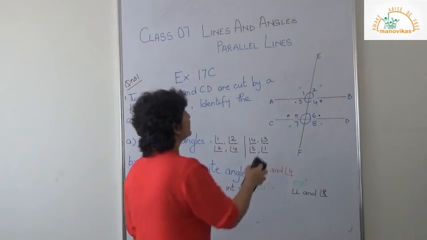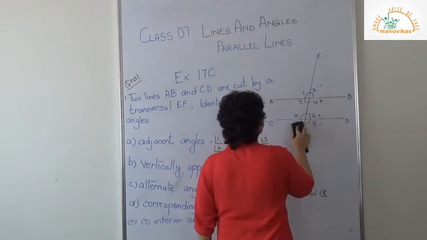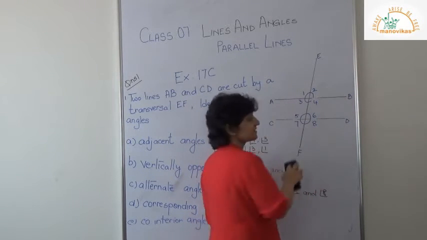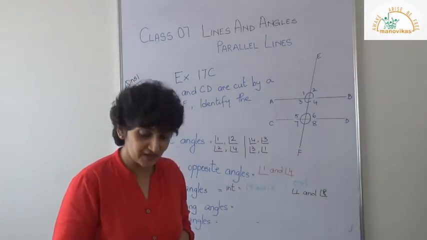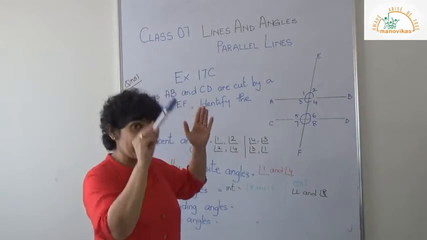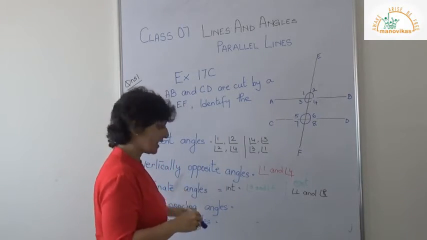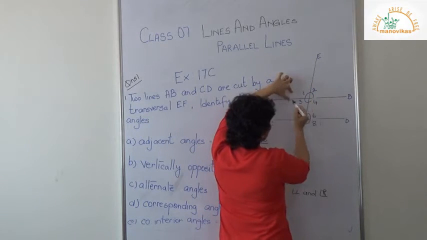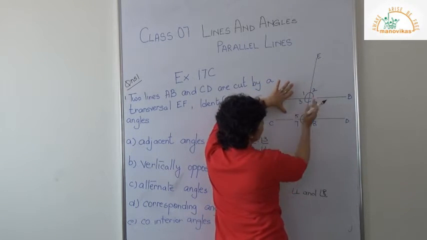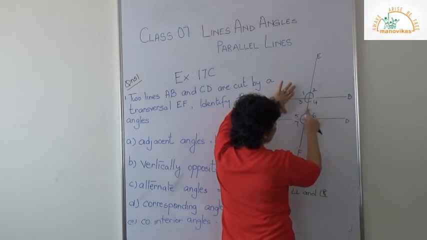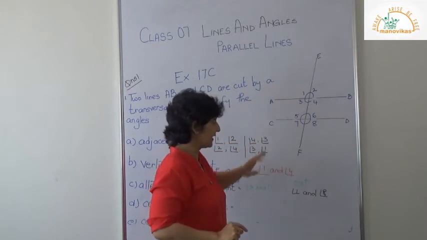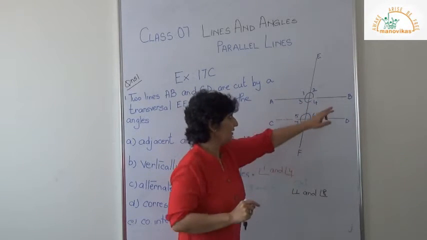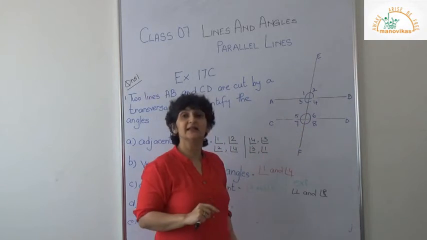Next comes the corresponding angles. What is the shape that I told you to remember? Yes, what is it? 7, mirror image of 7. Then L, mirror image of L. So when I say corresponding angles, I have angle 1 and angle 5. And here I have angle 2 and angle 6. Correct? Then I have angle 3 and angle 7. And I have angle 4 and angle 8.